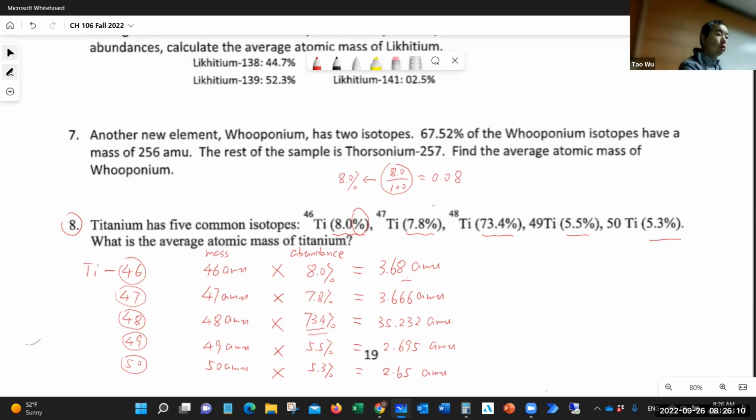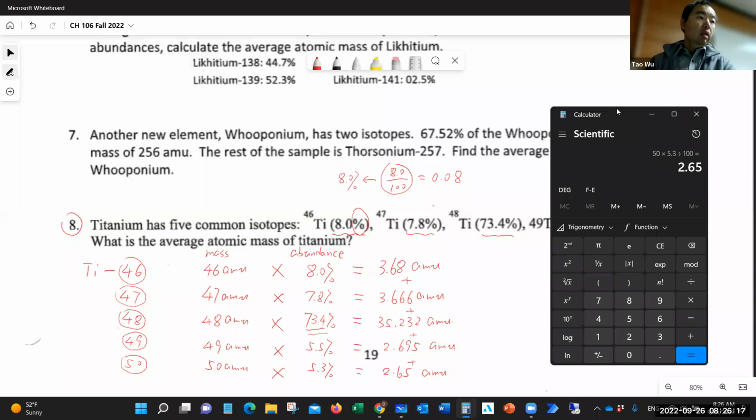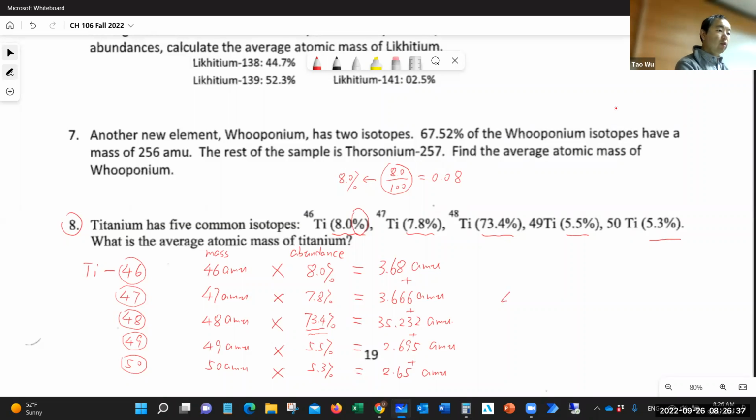Then what are you going to do? You're going to just add up those numbers together. So 3.68 plus 3.666 plus 35.232 plus 2.695 plus 2.65, and you got 47.923 AMU. Okay, so this mass is close to 47.923. Not too bad.